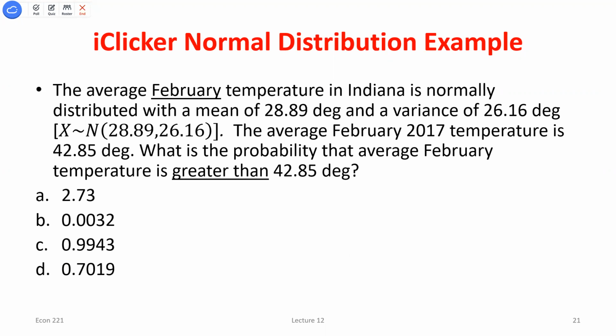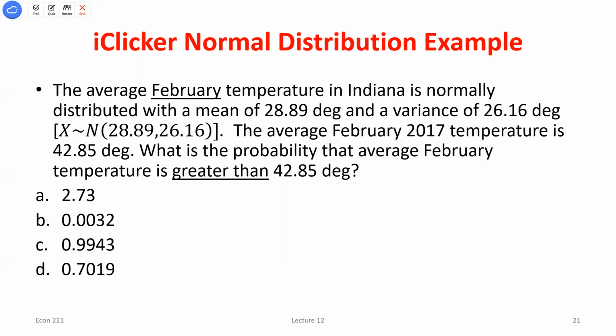What I want to do is convert this normally distributed variable into a standard normally distributed variable. So there we go. Those are our z values. And then we're interested in the probability that we see a temperature of 42.85 or anything greater than that. So that's our setup.